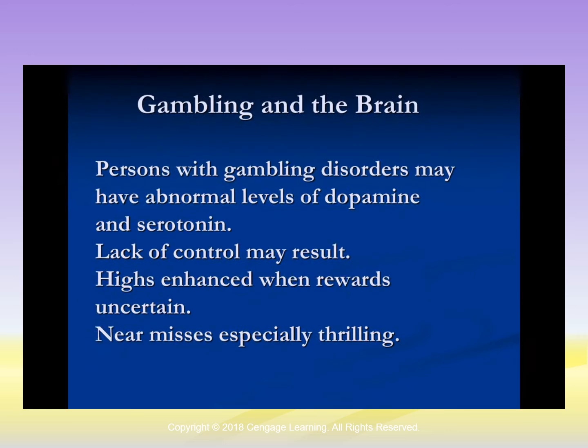So in looking at brain scans of people with gambling issues, it looks like they may have abnormal levels of dopamine and serotonin, which can, if you remember from a couple slides ago, impulse control and self-regulation are governed here. Okay, so we might have a lack of control. And later on in the course, you'll watch a video about the psychology of gambling and what that does.